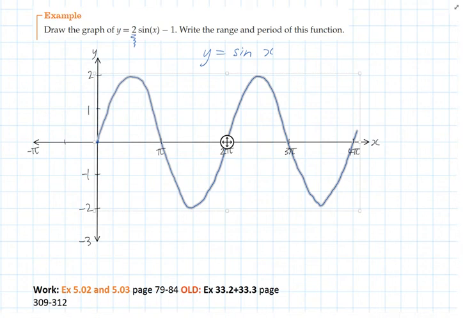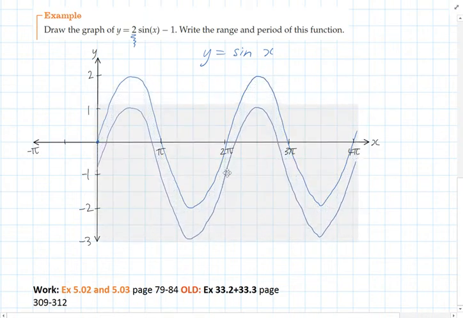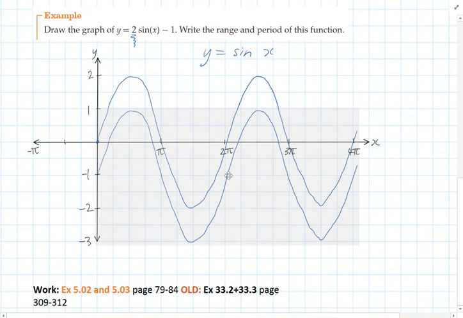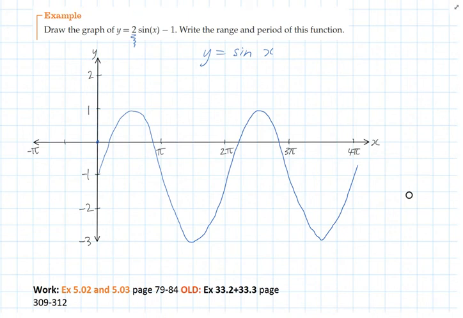So now we'll consider what this -1 does to it, and all that does is shift it down by 1. And so it's going to start at -1, and that's what that effect has. And so that's the graph that we'll end up with at the end.